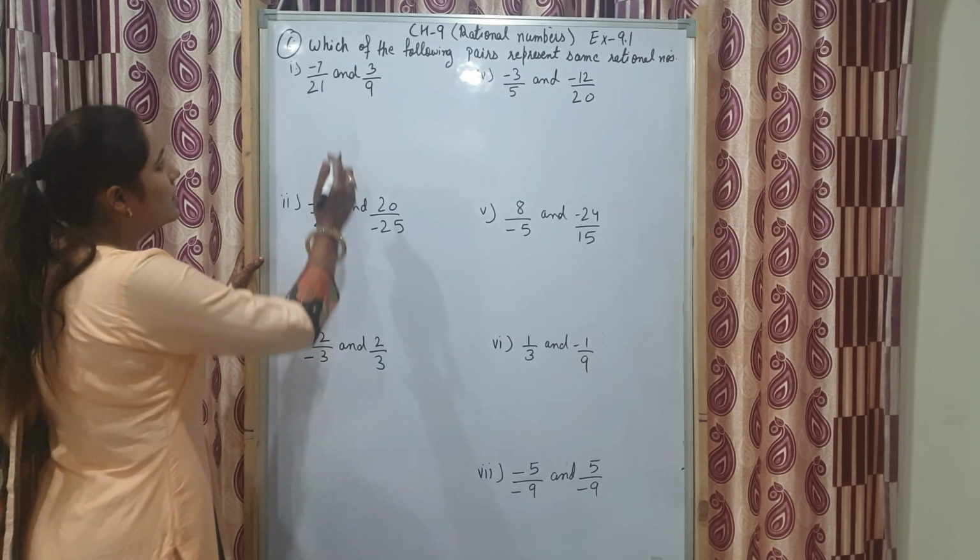Minus 5 upon minus 9 and 5 upon minus 9. Now we will do question number 7 here.